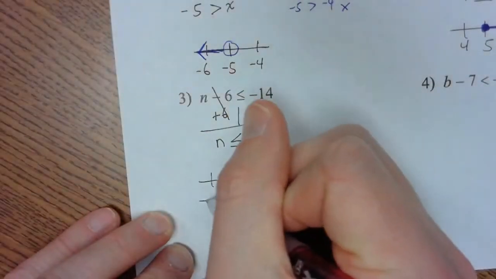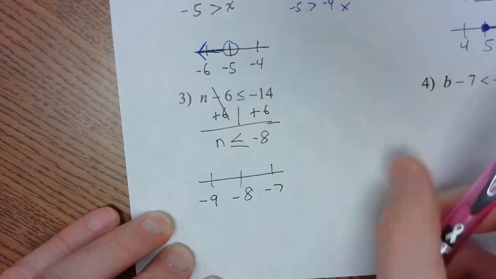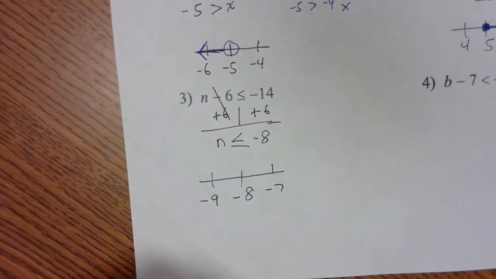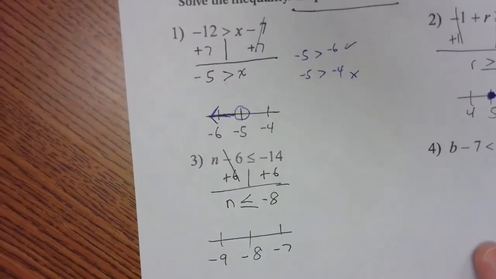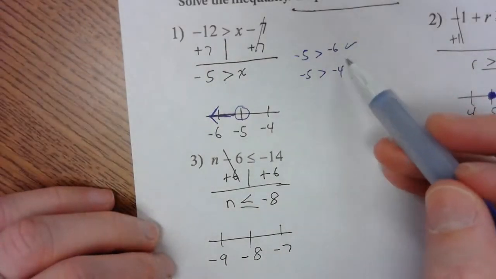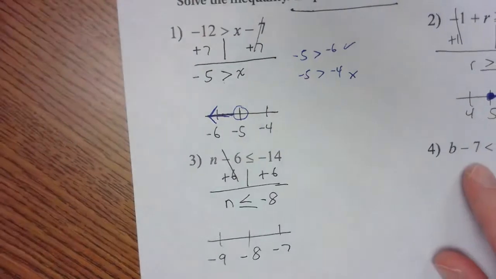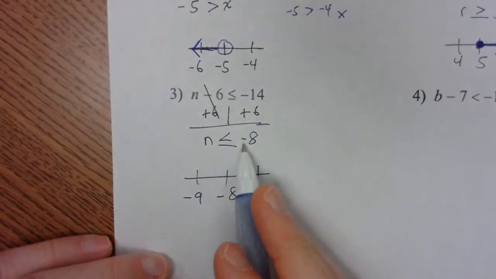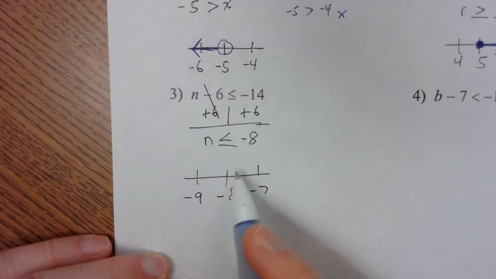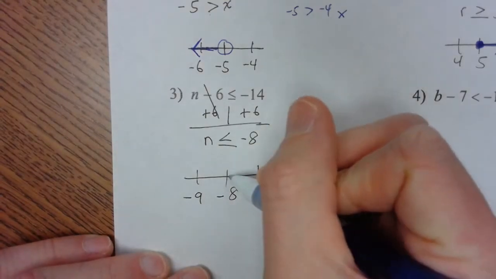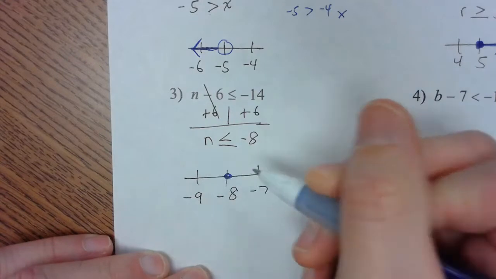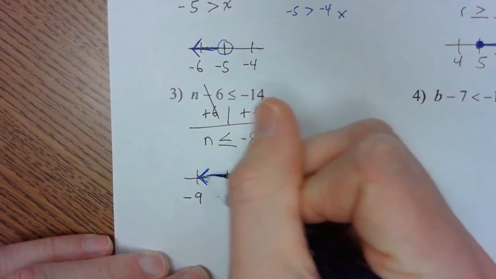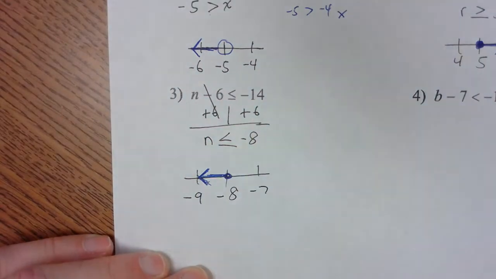Negative 8 goes in the middle, negative 9, and negative 7. So now we don't have to do this. If you can do this in your head, that's fine. So if I'm saying what number is less than or equal to negative 8, that's going to be negative 9. So I'm going to have a closed circle, and I'm going to be going towards negative 9. Okay, so it'll look like that.